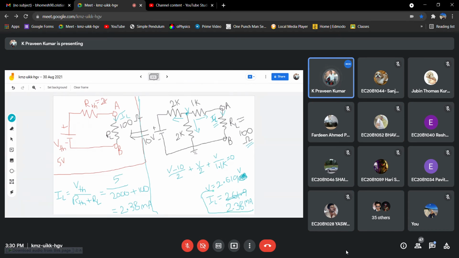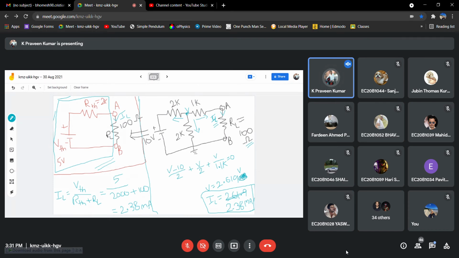So if we apply our basic nodal or mesh analysis, whatever response we have got for the load resistance RL is equal to the value we have got in its Thevenin circuit also, right? So in this way we can verify whether this Thevenin equivalent circuit is correct or not, right?